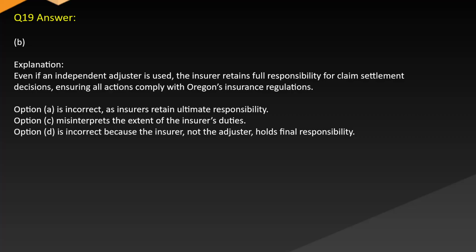Answer B, explanation. Even if an independent adjuster is used, the insurer retains full responsibility for claim settlement decisions, ensuring all actions comply with Oregon's insurance regulations. Option A is incorrect, as insurers retain ultimate responsibility. Option C misinterprets the extent of the insurer's duties. Option D is incorrect, because the insurer, not the adjuster, holds final responsibility.